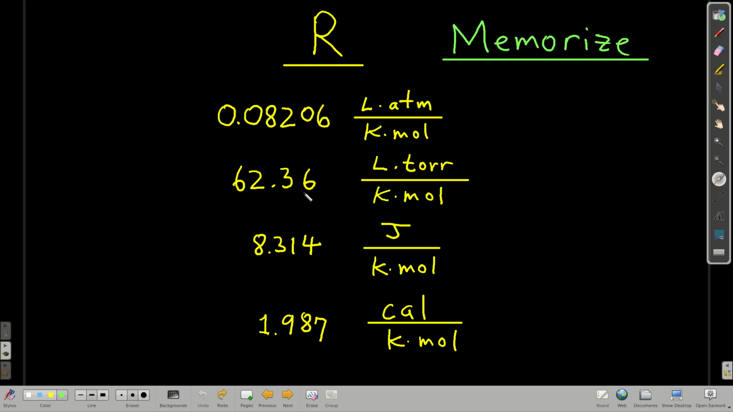Next, okay, R. R has different values. These are the ones that you guys are most likely to need. There are others. 0.08206 liters atmospheres per Kelvin mole. If the pressure is in torr or millimeters of mercury, because they're the same, then you can use 62.36 liters torr per Kelvin mole, or liters millimeters of mercury per Kelvin mole. 8.314 joules per Kelvin mole. We see that a little bit later. 1.987 calories per Kelvin mole. So you should memorize these values of R along with their units.